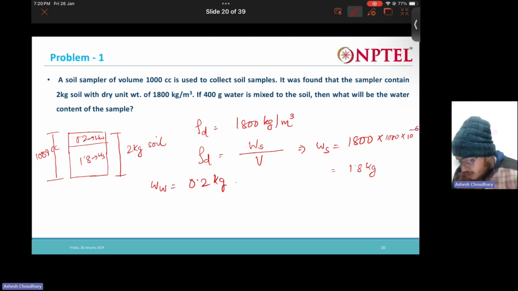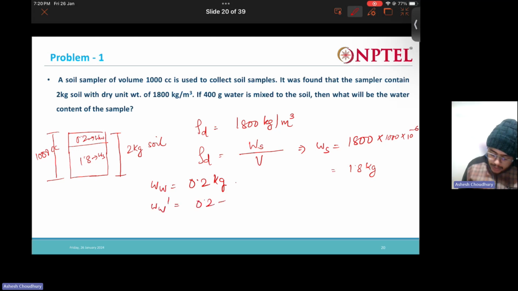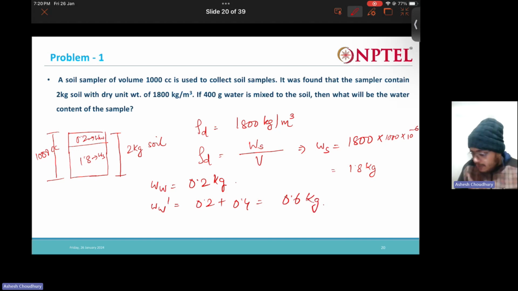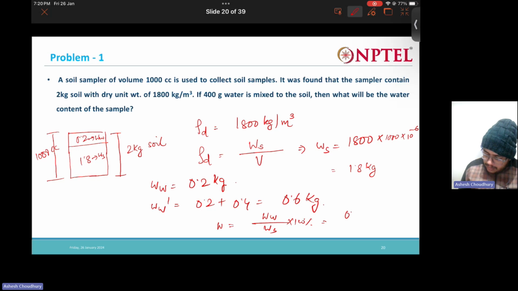Now we have to find out, if 400 gram of water is mixed to this sample, the new weight of water. It will be 0.2 plus 0.4, that is 0.6 kg, because we are adding 400 gram. What will be the water content? Water content is weight of water by weight of solid into 100%. Weight of water is 0.6, weight of solid 1.8, into 100%. That is 33.33%.